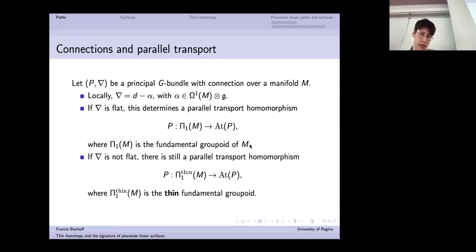If the connection is not flat, then there is still a parallel transport homomorphism, but it's from a bigger groupoid, which I'm calling the thin fundamental groupoid, so it's paths up to what's called thin homotopy equivalence.